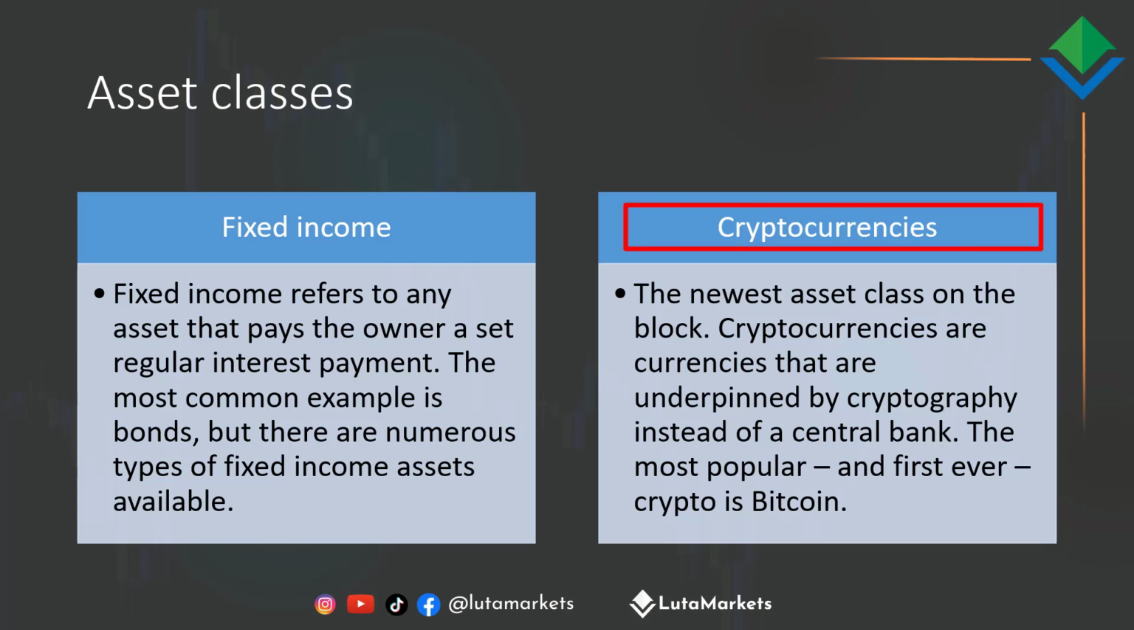Cryptocurrencies. The newest asset class on the block. Cryptocurrencies are currencies that are underpinned by cryptography instead of a central bank. The most popular and first ever crypto is Bitcoin.